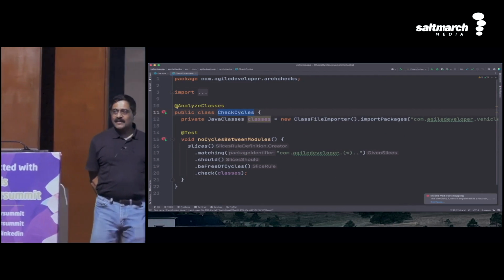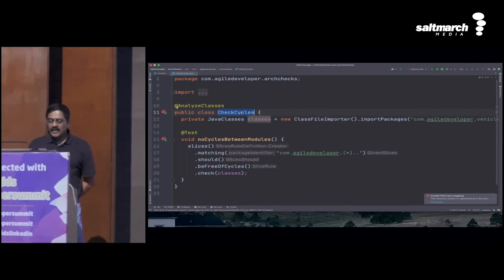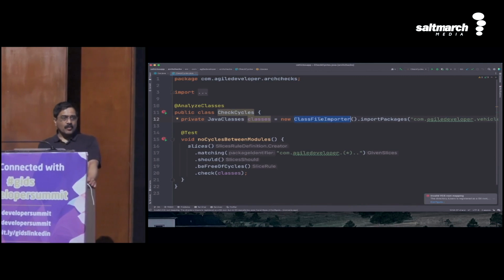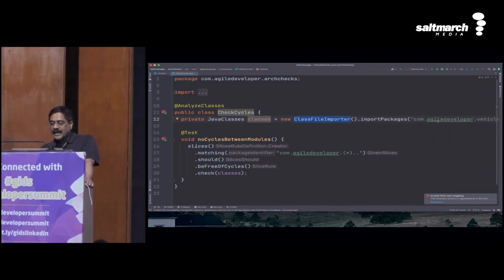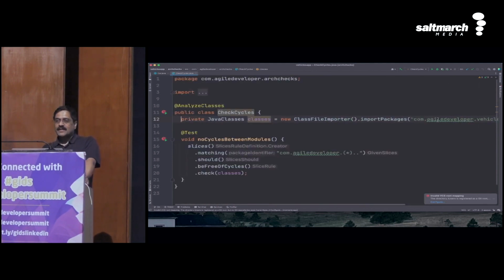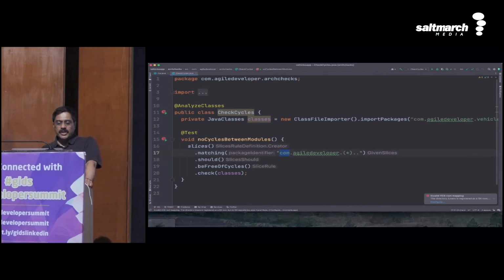This is our unit, right? Check cycles. So what am I telling check cycles? I'm saying, hey, go ahead and look at the class importer and import the package vehicles and the package engines, right? That's what I'm saying. Go import those two packages. Then my test: no cycles between modules. Slices matching, com.agile developer should be free of cycles, check classes.